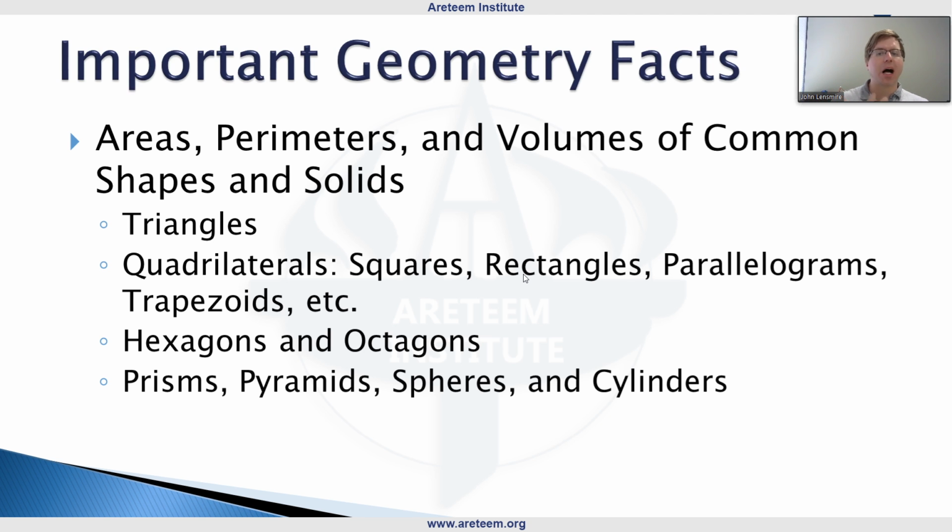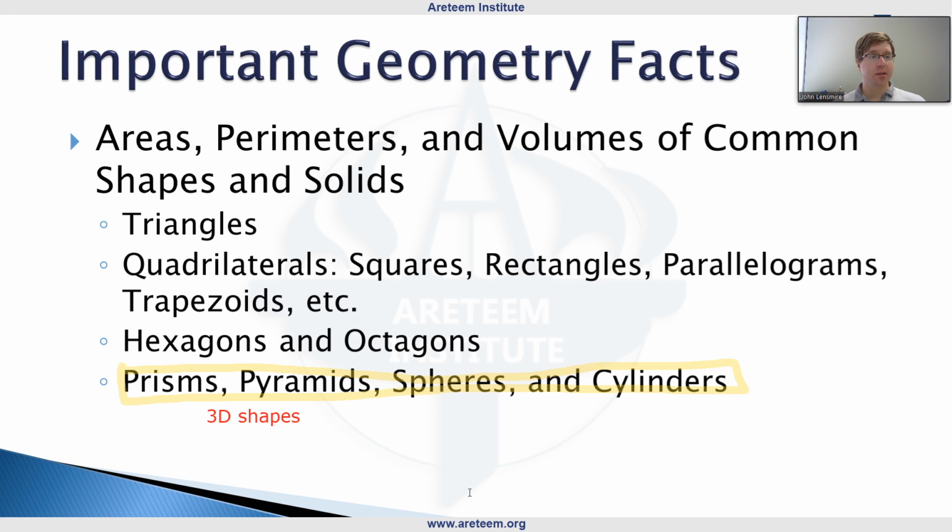Areas, perimeters, volumes: all of these should be pretty straightforward and things you should know. Triangles, quadrilaterals, squares, rectangles, parallelograms, trapezoids, and different shapes with more sides, like 6-sided hexagons and 8-sided octagons. Then if we start talking about 3D shapes, knowing at least some basics, even if we might not do too much of that today. These are our basic shapes in 3 dimensions.